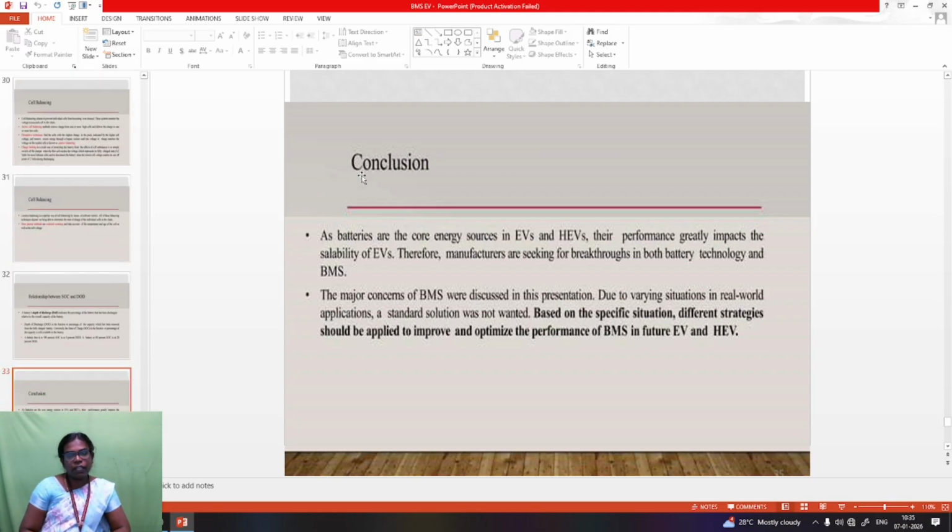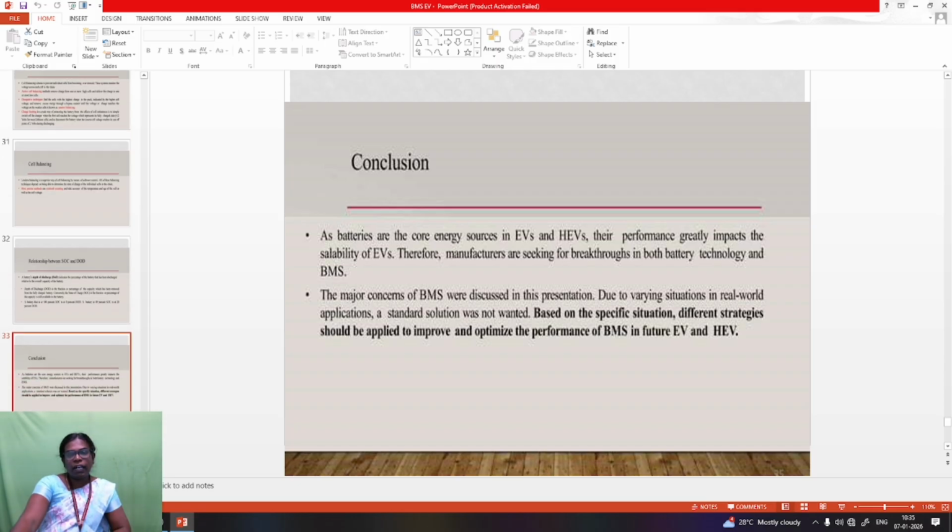The conclusion of the BMS: the battery is the core energy source of EV and hybrid EV. Its performance greatly impacts the stability of the EV. Therefore, manufacturers are seeking breakthroughs in both battery technology and BMS. The major concerns of BMS are discussed in this presentation.